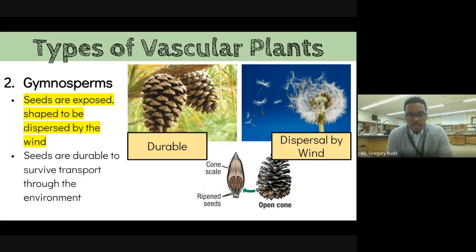Okay, then we also have gymnosperms. So gymnosperms are seeds that are dispersed by the wind. And so in order to do this, they have to be quite durable, and they also have to be shaped in a mobile way. So these might be the seeds that are in a pine cone. So they're durable and they're easily dispersed.